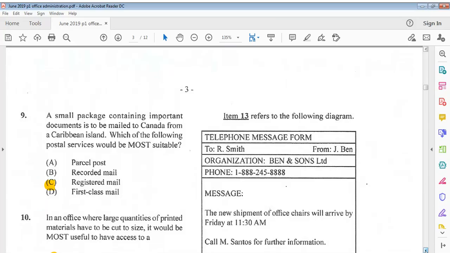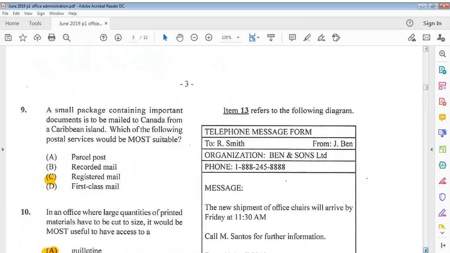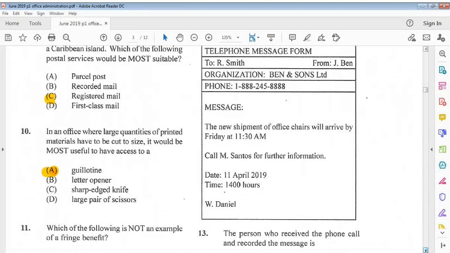A small package containing important documents is to be mailed to Canada from a Caribbean island. Which of the following postal services would be most suitable? A. Parcel post. B. Recorded mail. C. Registered mail. Or D. First class mail. It would be quite obvious that it's an important document. It would be C, registered mail. When you register it, you have a tracking number, and so they are accountable for that package, so to speak. So it would have to be registered. Let's move on to question number 10.